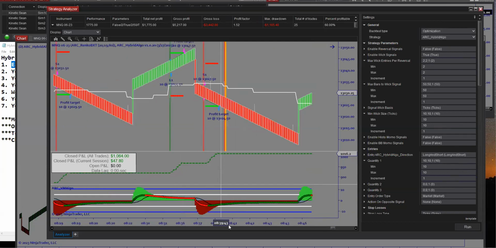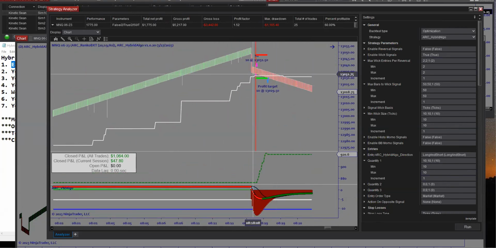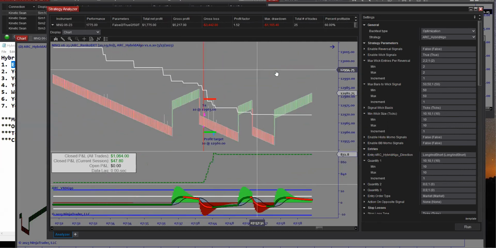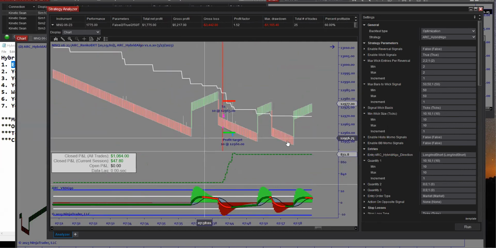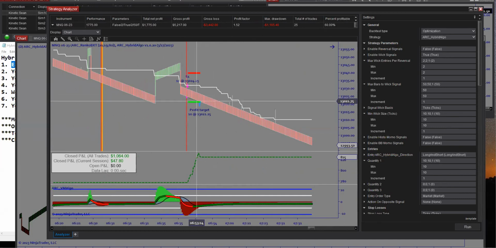Yeah, and then for a month, exactly. Same thing here. There it is. Right, boom. Let's wait for it. One wick in the right direction.